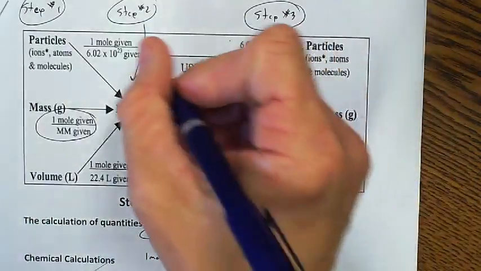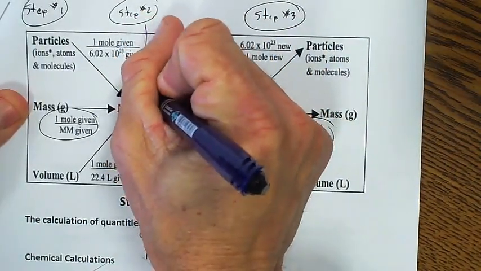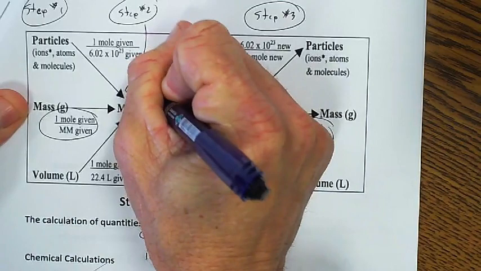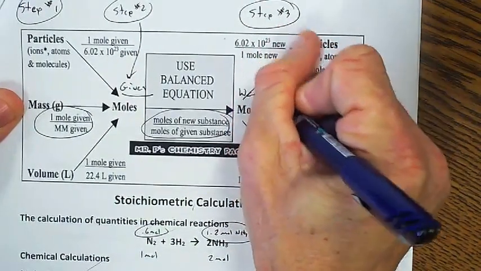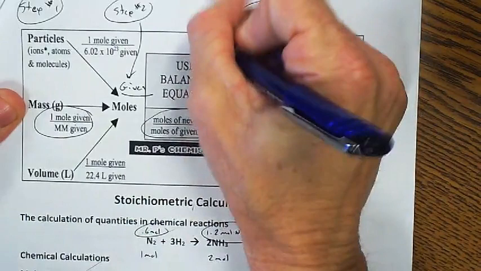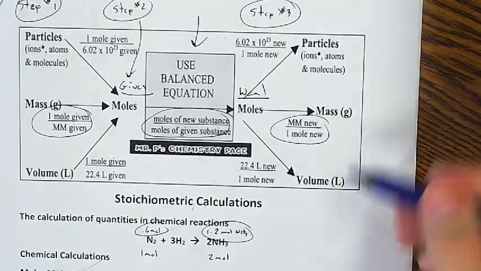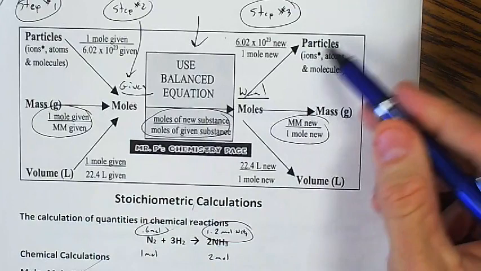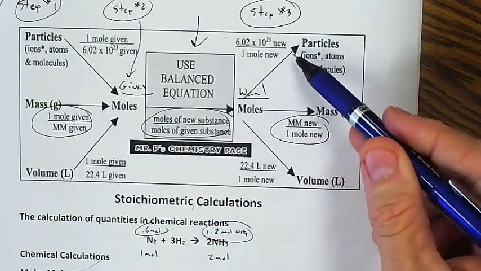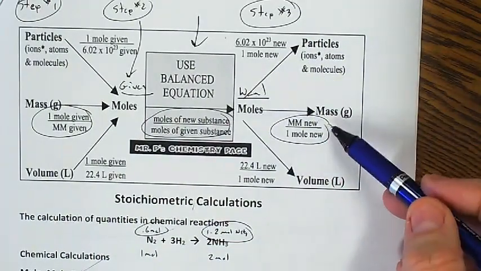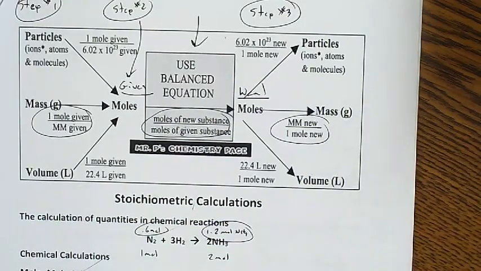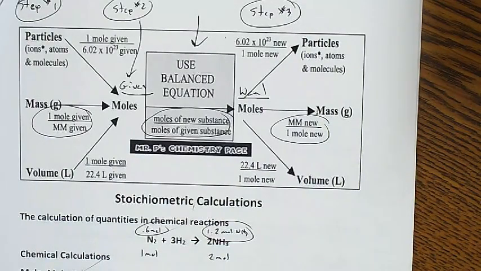And then remember, this is always moles of what's given. And then this is always moles of what we want. Again, we get that middle step, we get those numbers from the balanced equation. And then if they want particles, multiply by 6.02 times 10 to the 23rd as an answer. If they want mass, multiply by molar mass. If they want volume, multiply by 22.4. Again, we can use this to do any single problem. It'll be sitting in front of you when you're trying to work on them on a test.